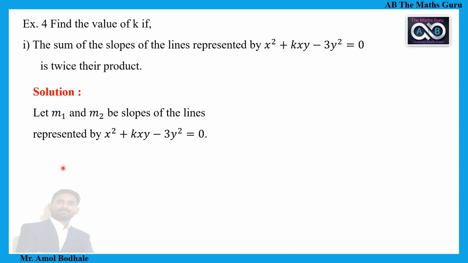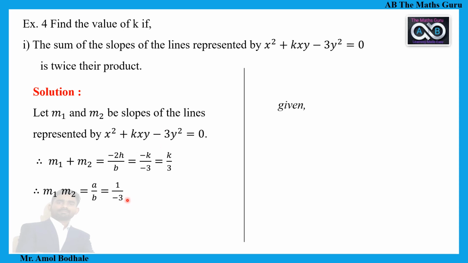As we know, m1 plus m2 is minus 2h upon b. So here 2h is k and b is minus 3, so minus k upon minus 3, we get k upon 3. And m1 into m2, the formula is a upon b. So a is 1 and b is minus 3, so we get 1 upon minus 3.